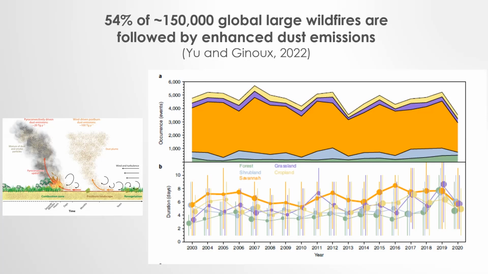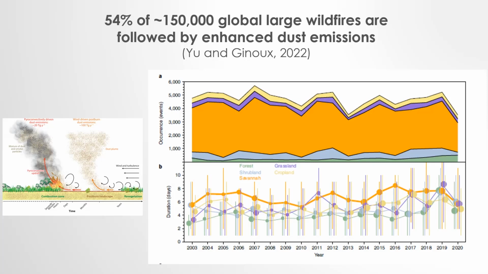Just last week, in fact, some authors just had a very detailed look at this. They went across the last 20 years of satellite records, identified 150,000 large fire events, and then looked to see if they could see increased dust after that. And yes, indeed, they suggest that just over half of these large fire events are followed by a large dust event.